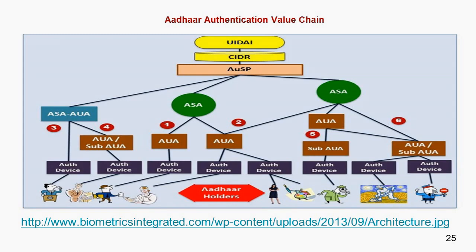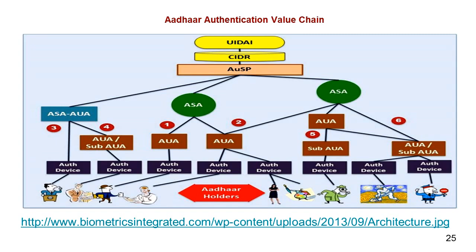The following picture shows you the Aadhaar authentication value chain. It starts with UIDAI, which is responsible for enrolling Indian residents and creating a database called CIDR. Once this database is created, it enables the UIDAI to offer services of authentication to the rest of the country. And this service is done in the following way.